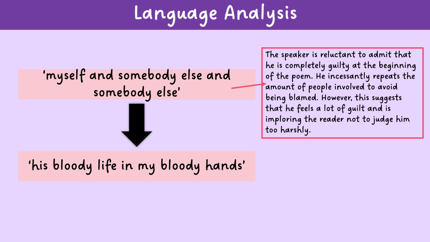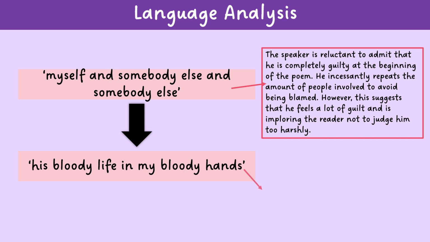The repetition of "somebody else" further emphasises he is protesting his innocence to show that he is not alone in this action. Additionally, we see the speaker finally admit to his actions. So by the end of the poem, in the final line, "his bloody life in my bloody hands", he does not blame anybody else and he accepts that he was responsible.